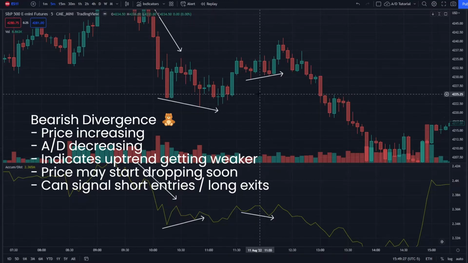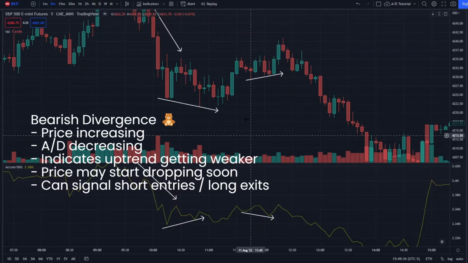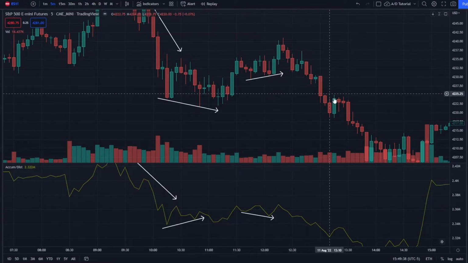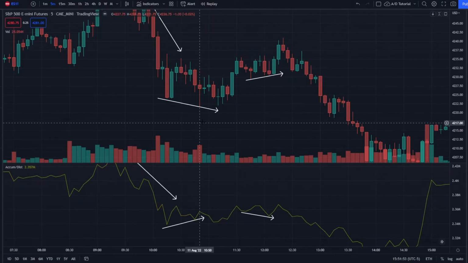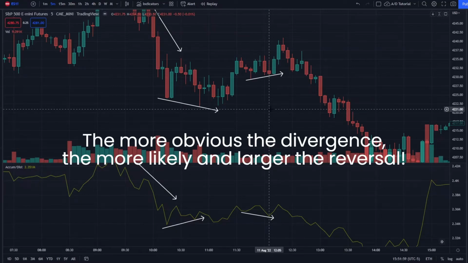If you're in a long trade, you would consider exiting, and if you weren't in a trade yet, you would start looking for a short entry. We can see here that upon this bearish divergence forming, price does indeed start to drop. These divergence examples weren't the easiest to spot, but I have found that the more obvious the divergence, the more likely and larger the reversal will be.